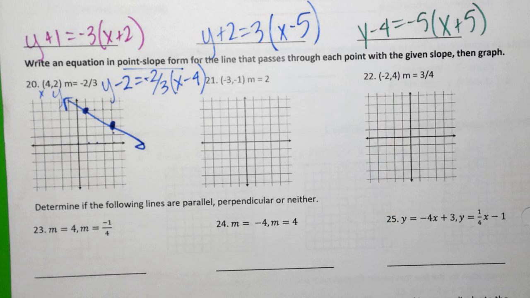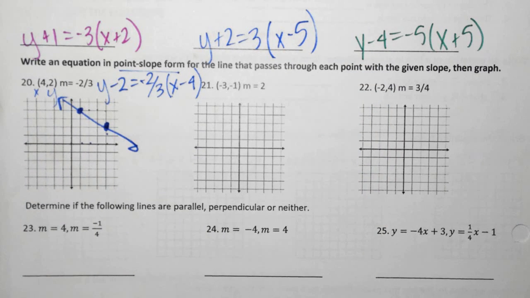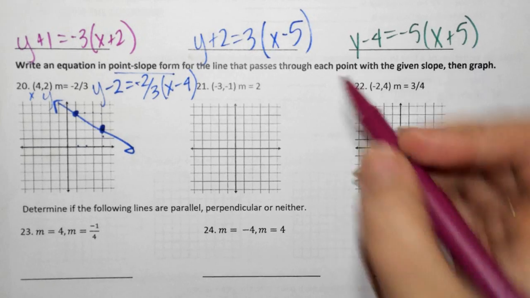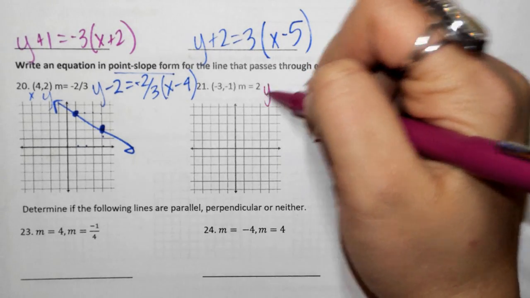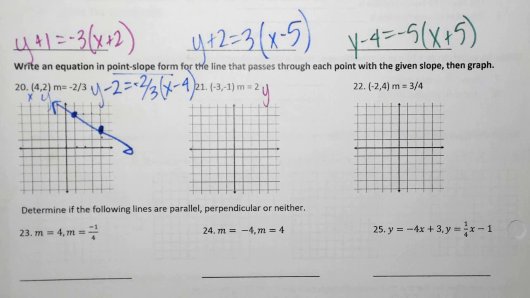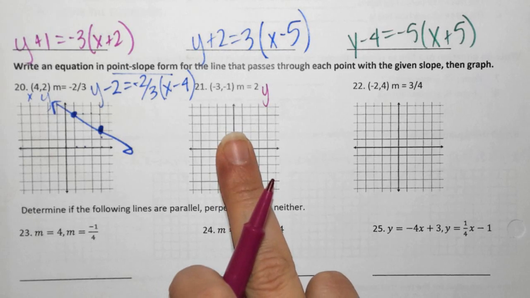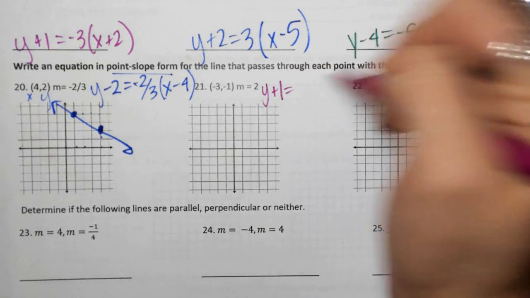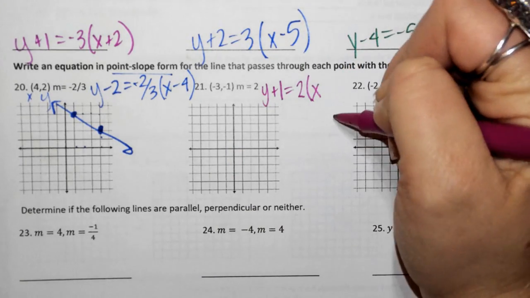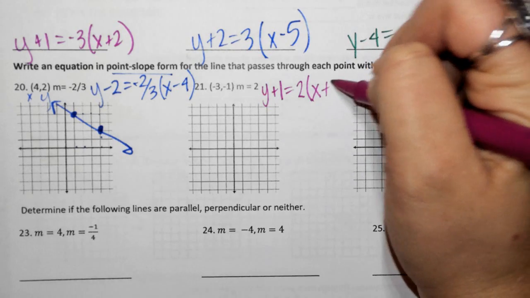Who thinks they can write the next one in point slope form first? All right, Shakeem. You raised your hand, so I know you have to now. The test is tomorrow. You need to be able to do this. y plus 2... oh, no, just kidding. Plus 1. There we go. y plus 1 equals 2 times x plus 3. Fantastic. Take a point.